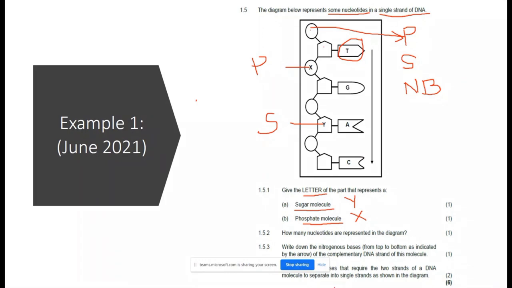Now, let's go to 1.5.2. Remember, we've gone through the content. We are looking for the application of this content. How many nucleotides are present in this diagram? I am waiting for the first correct answer. So what is my examiner testing? Do I know what a nucleotide consists of? And I've told you a nucleotide is made up of a sugar, a phosphate and a nitrogen base. So normally just count your number of nitrogen bases. So how many nucleotides are present in this diagram?